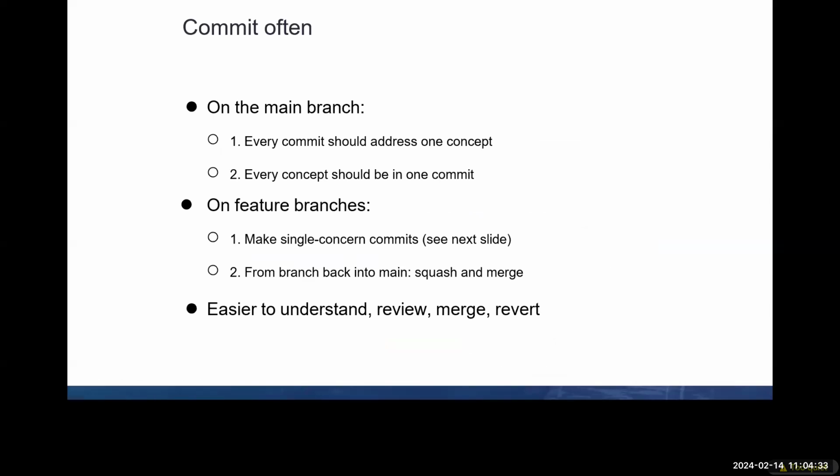So to commit also, we can avoid conflicts by committing often. Committing is when we did some changes and we want to send our code to the repository with a comment. On the main branch, every comment should address one concept.